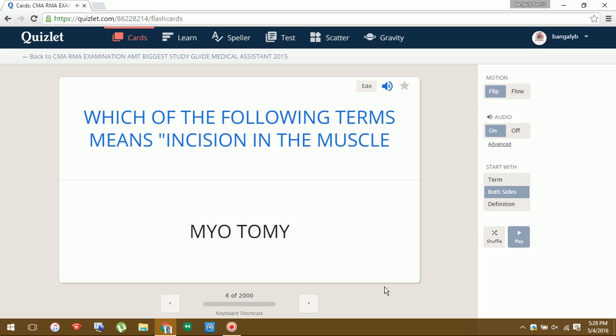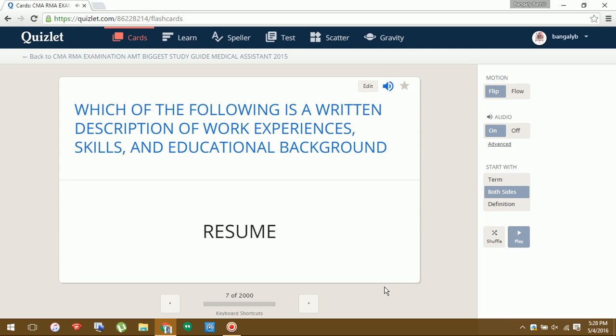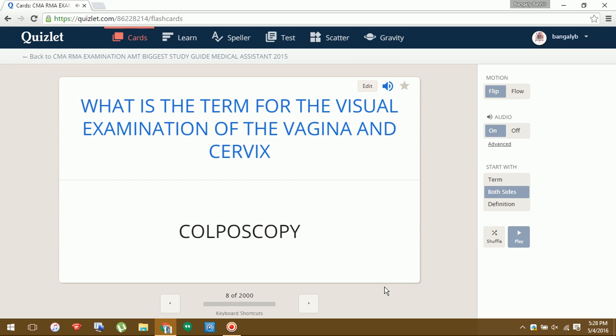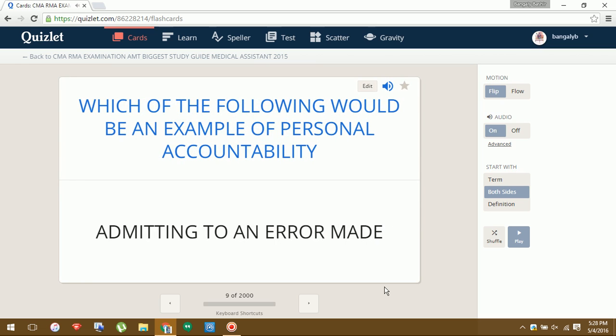Which of the following terms means incision in the muscle? Myotomy. Which of the following is a written description of work experiences, skills, and educational background? Resume. What is the term for the visual examination of the vagina and cervix? Colposcopy. Which of the following would be an example of personal accountability? Admitting to an error made.